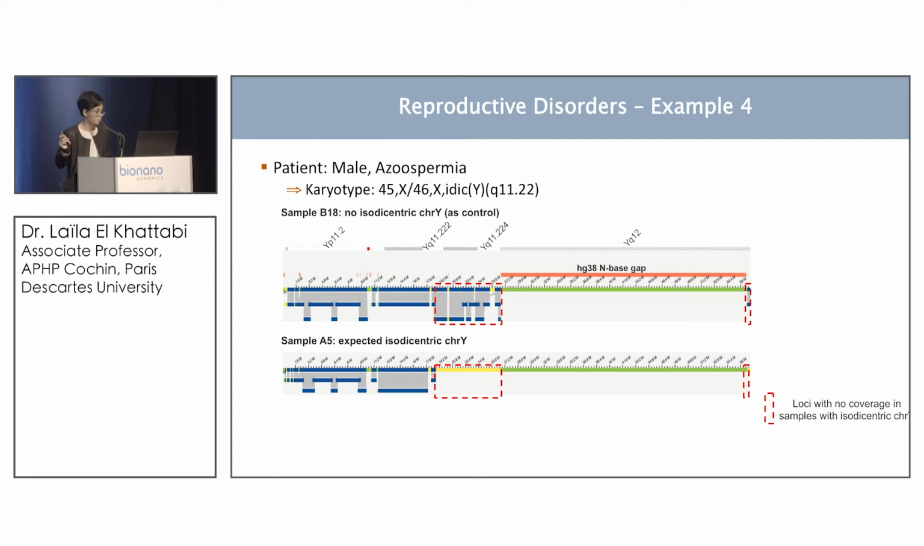This is the result from Bionano. You have a whole view of chromosome Y. This is a normal male, a normal Bionano result for the Y chromosome. You have this whole region that is missing, corresponding to the heterochromatin of chromosome Y. This is our patient sample, with an isodicentric chromosome with a breakpoint roughly at this level. You can notice that you have no coverage of these regions, which supports a deletion of this whole region, compatible with isochromosome Y.